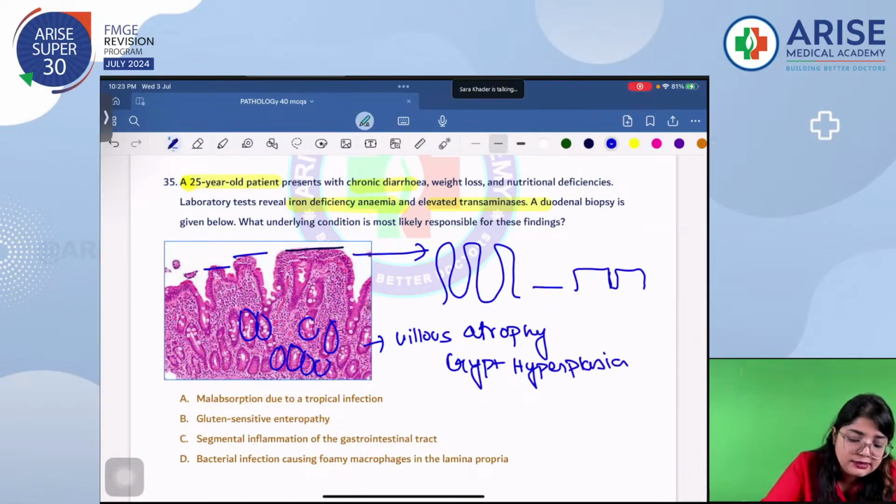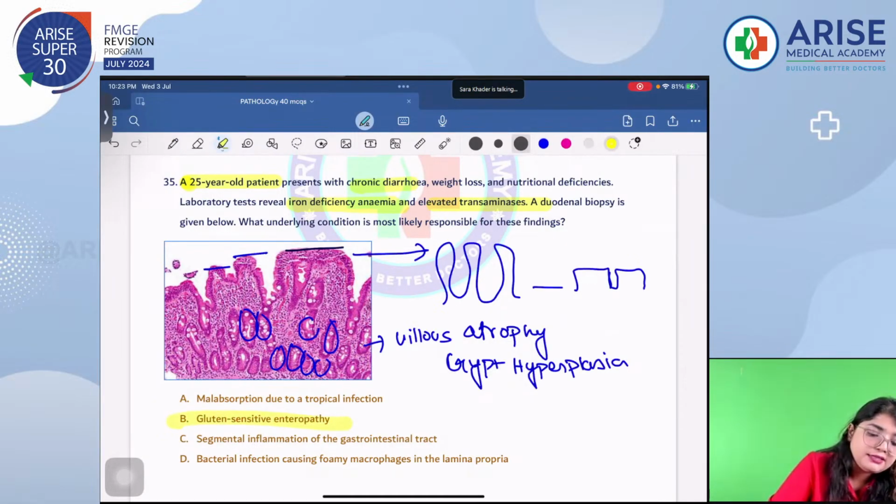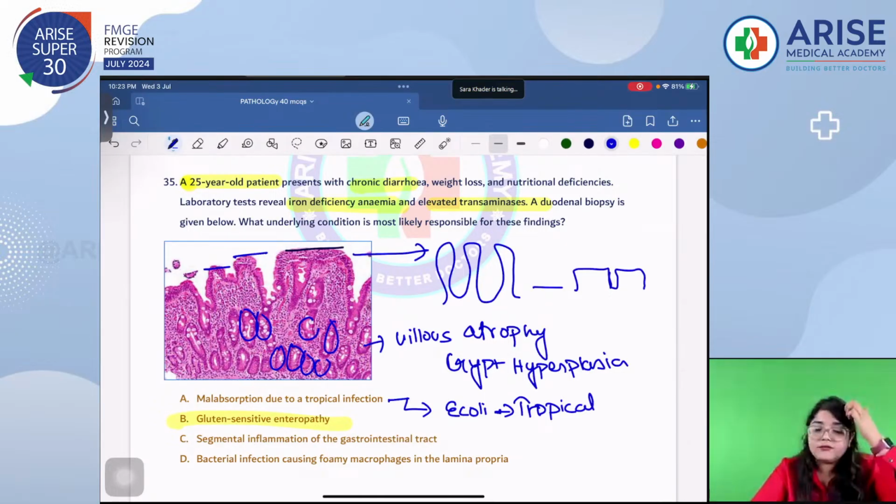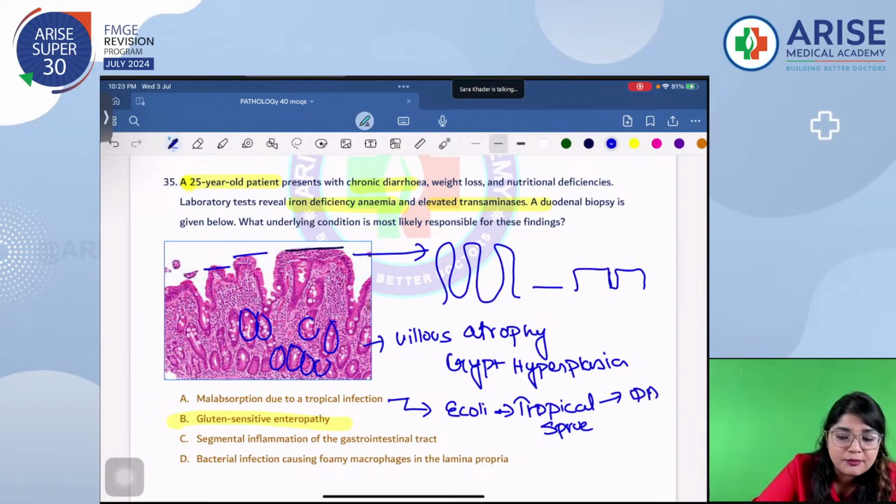Where is this seen? This is seen in gluten sensitive enteropathy. When I talk about malabsorption due to a tropical infection, this must be tropical sprue, where all the parts of the intestine are affected. So the duodenum is affected, so you have iron deficiency anemia because the duodenum absorbs iron. Then your jejunum and ileum are affected, so vitamin B9 and B12 are also affected, and you end up with iron deficiency anemia and megaloblastic anemia.